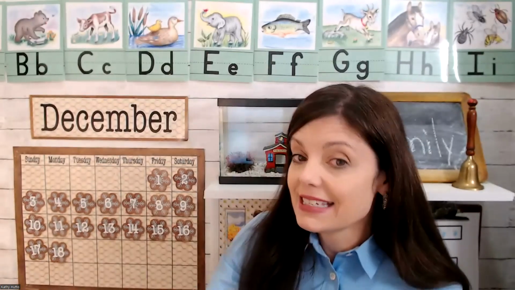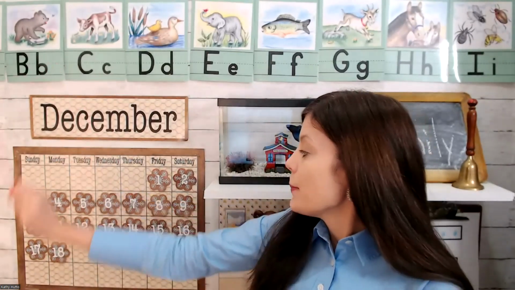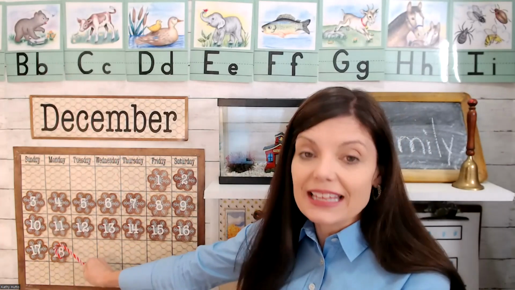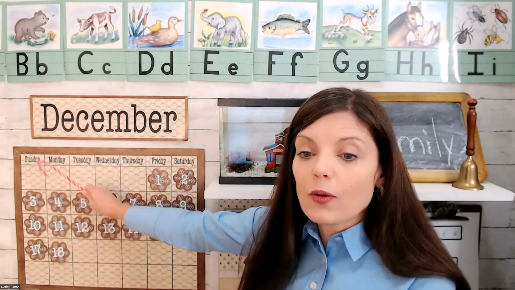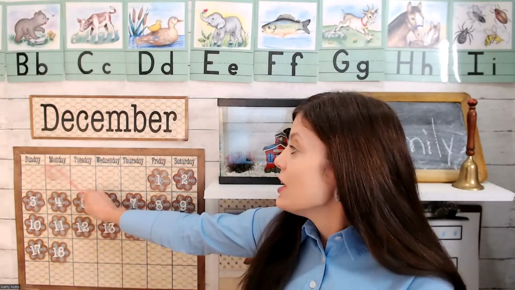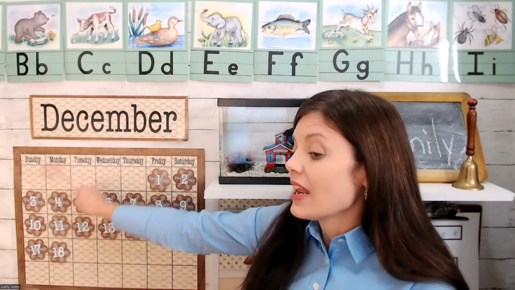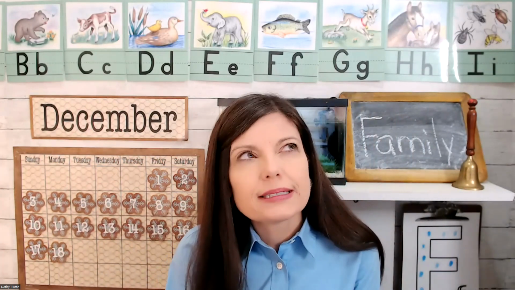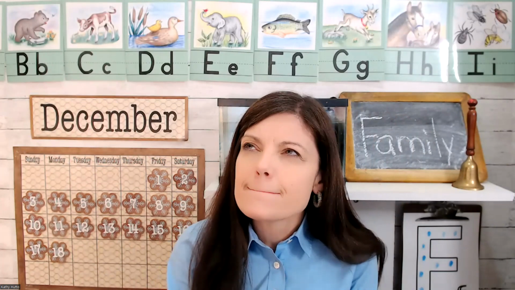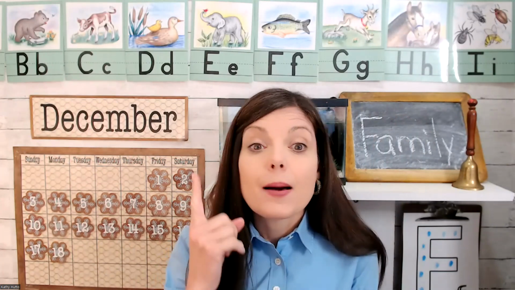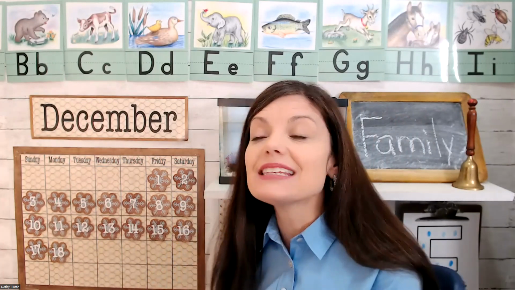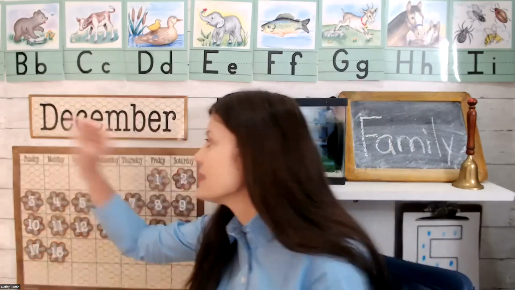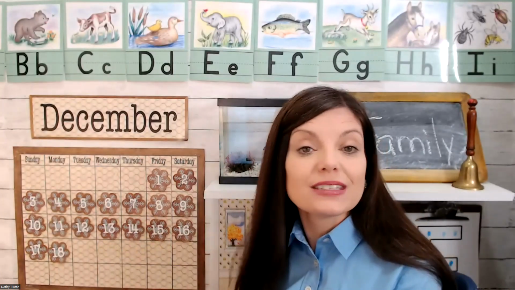Can you say today's date? December 18th. If you go all the way up to the top of the calendar, you can see today starts with the letter M. So what day must it be? Monday. Today is Monday. Yesterday was Sunday, and tomorrow will be Tuesday.